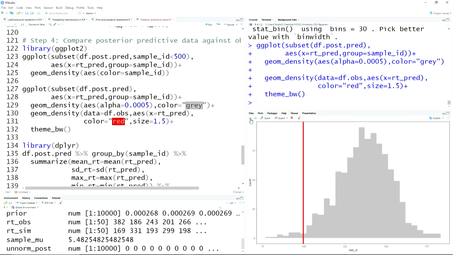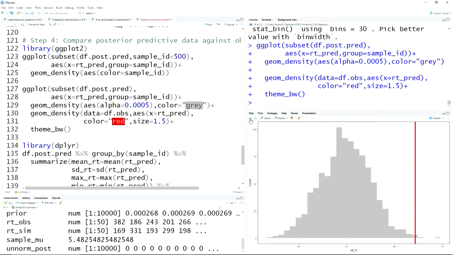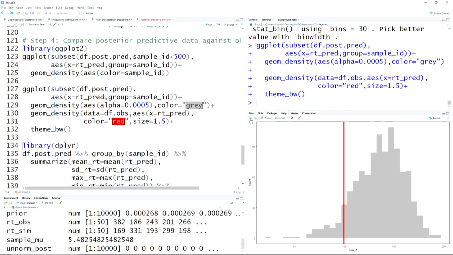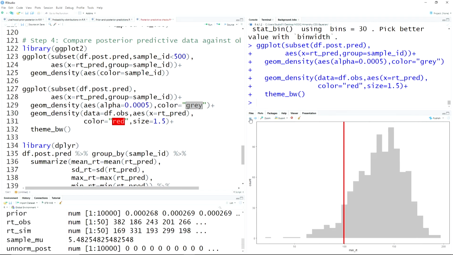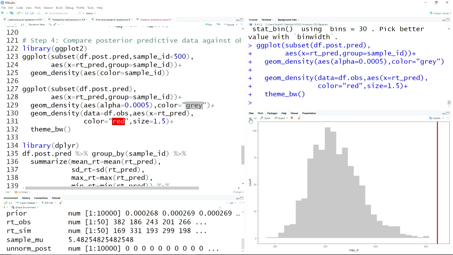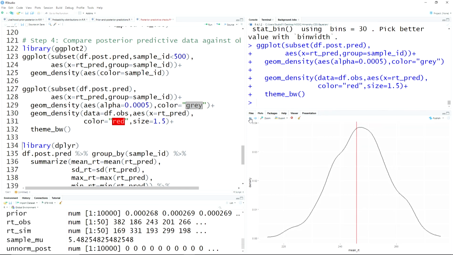But if you assume a normal distribution, then the posterior predictive checks look very different from the observed data, right? So these were the cases for summary statistics. For summary statistics, the observed summary statistics would look different from summary statistics of posterior predictive data when the likelihood assumption is normal. Okay.